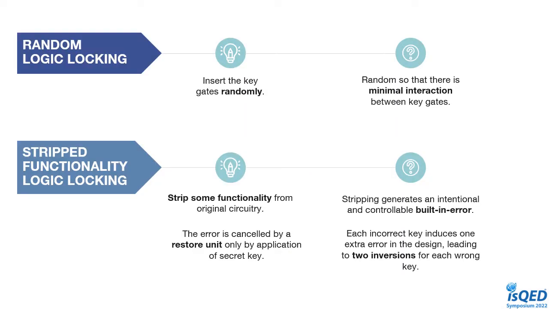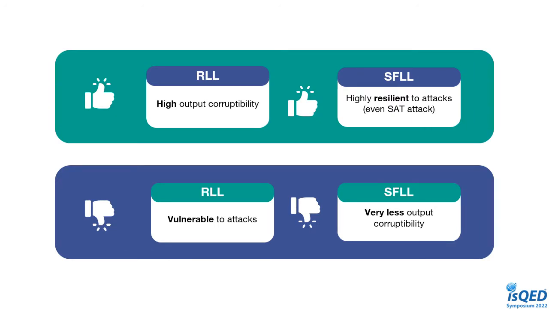For random logic locking, we insert the key gates randomly so that there is minimal interaction. For stripped functionality logic locking, we strip some functionality from the circuit, which induces a built-in error that is cancelled by a restore unit only by application of the secret key. RLL has high output corruptibility but is vulnerable to attacks, whereas SFLL is highly resilient towards attacks, even the SAT attack, but has very low output corruptibility.